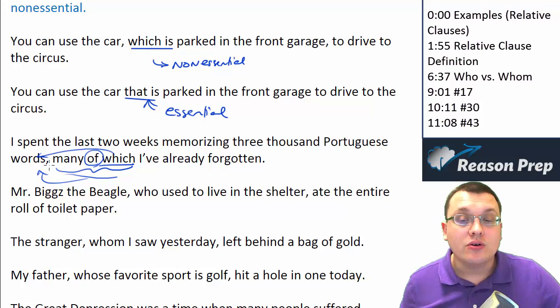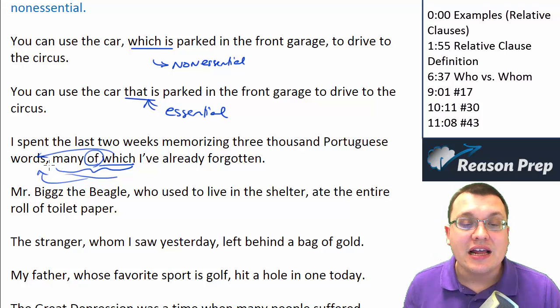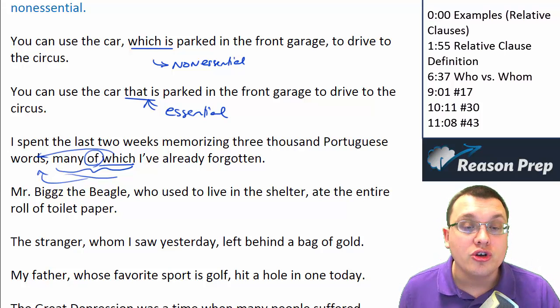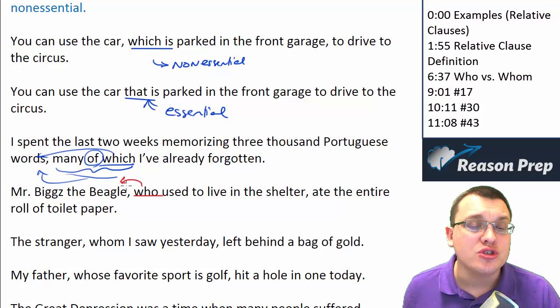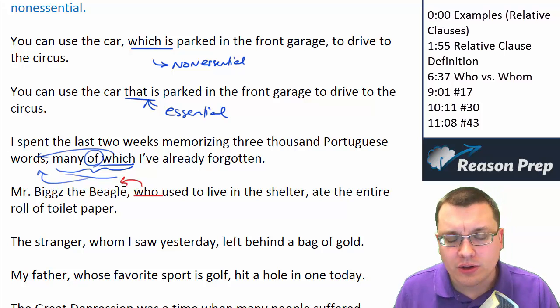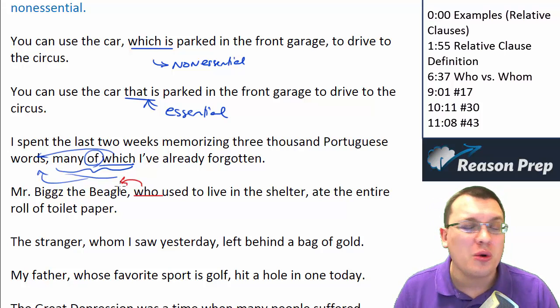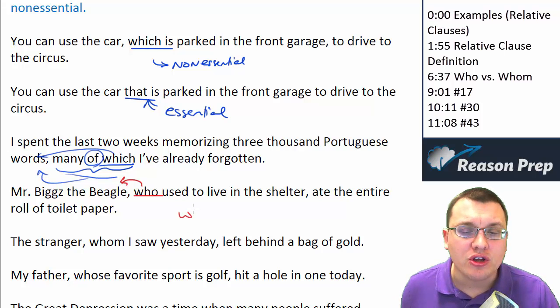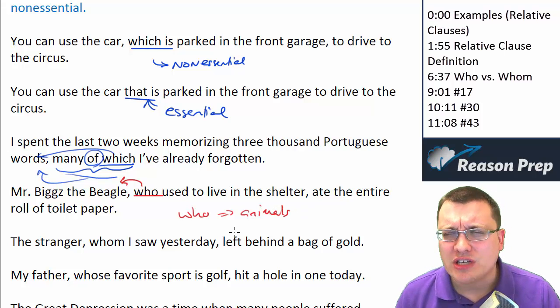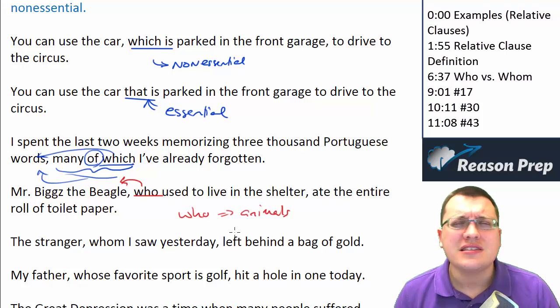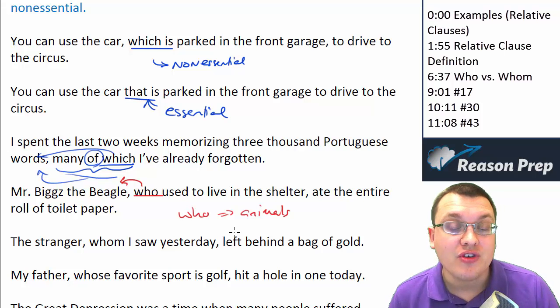Mr. Biggs the beagle, who used to live in the shelter, ate the entire roll of toilet paper. So you can use "who" with people, as we've discussed, but you can also use it with animals who are specifically named. So "who" would be fine. You wouldn't want to use "which" here. That's awkward. In fact, almost always you're going to use "who" with animals, especially if they're personal animals like dogs and cats, things that have personality or a name in particular.